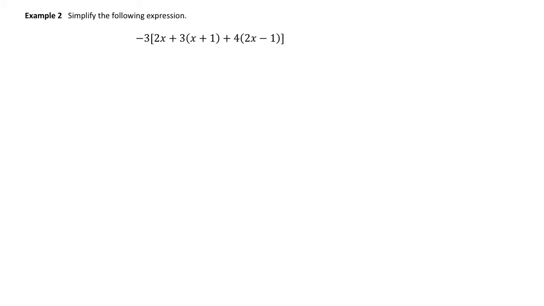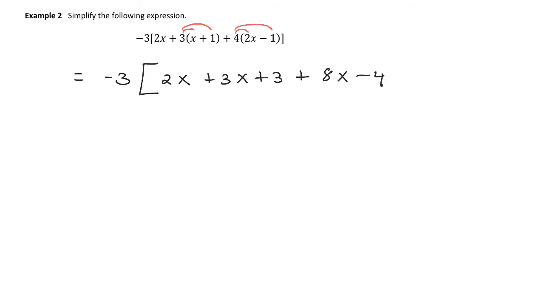And within these parentheses, I'm going to distribute this 3, this 4, and then combine any like terms that are left over. Okay, so we get this minus 3. Now within these parentheses, I have 2x. Distributing the 3, I get plus 3x plus 3. And then plus, if I distribute the 4, I get 8x minus 4.